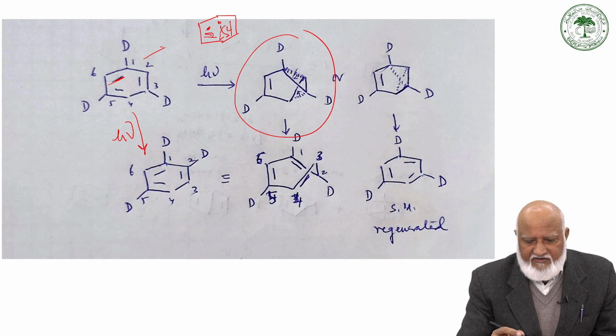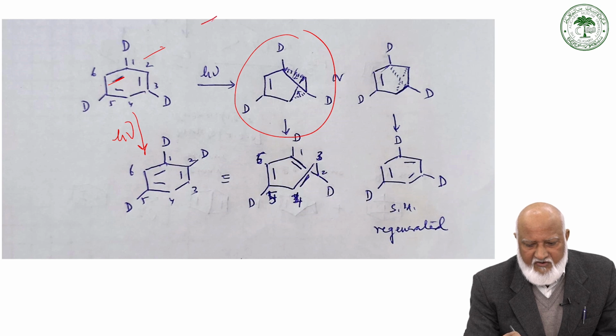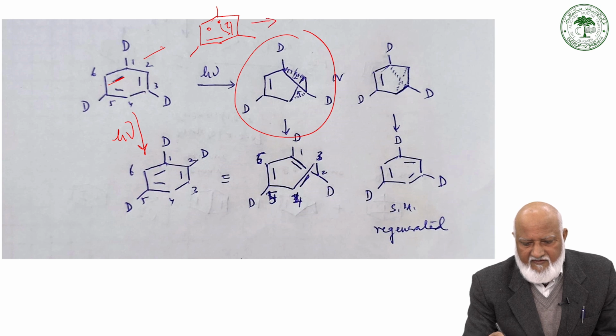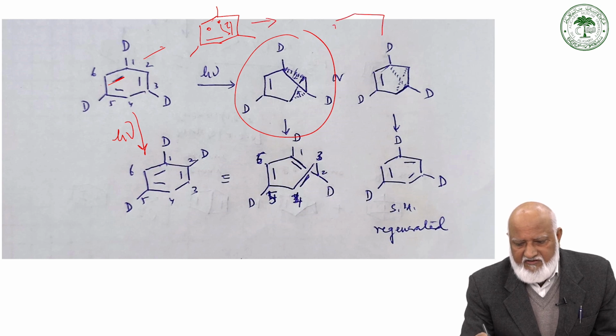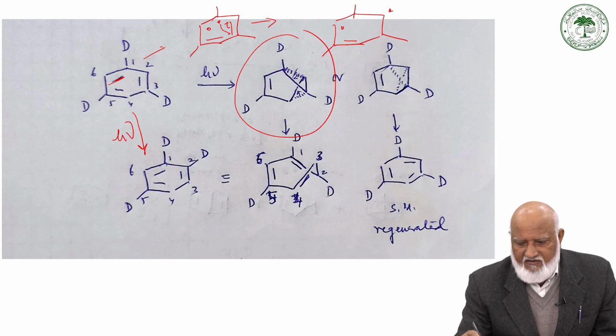If we write it stepwise, we see the excitation of this double bond, where these are the substituents, and then attack of this to give a new diradical species with a new bond formation. This will attack on this, and then this will shift to give a product like this.